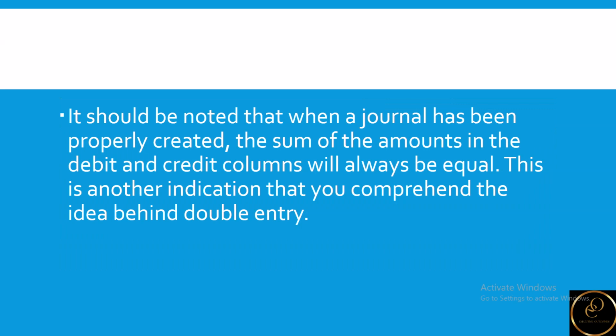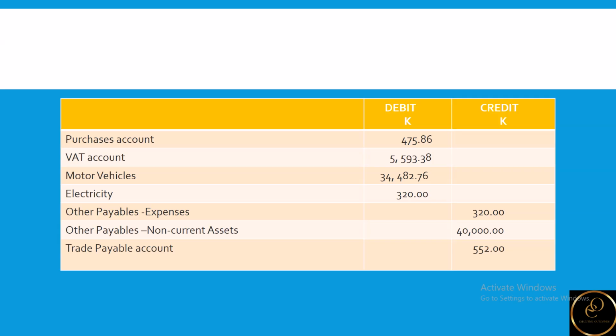It should be noted that when a journal has been properly created, the sum of amounts in the debit and credit column will always be equal. This is another indication that you have understood or comprehended the idea behind double entry properly. So you can see that if you add the debit and the credit, they will agree to a total of 40,872 kwacha.